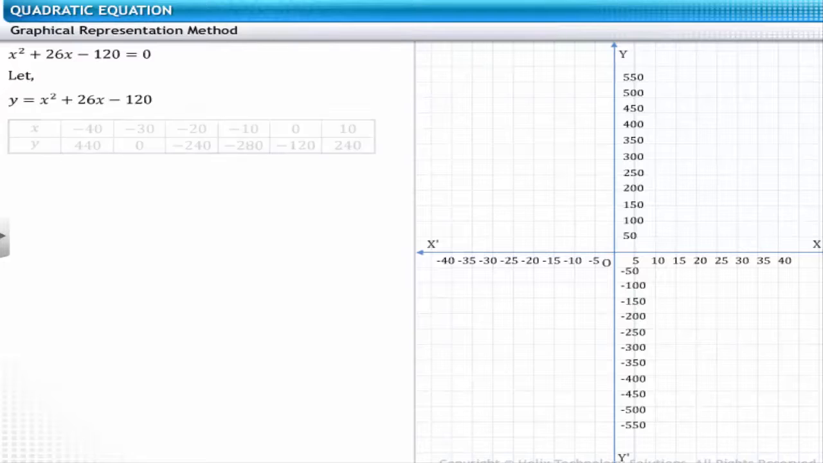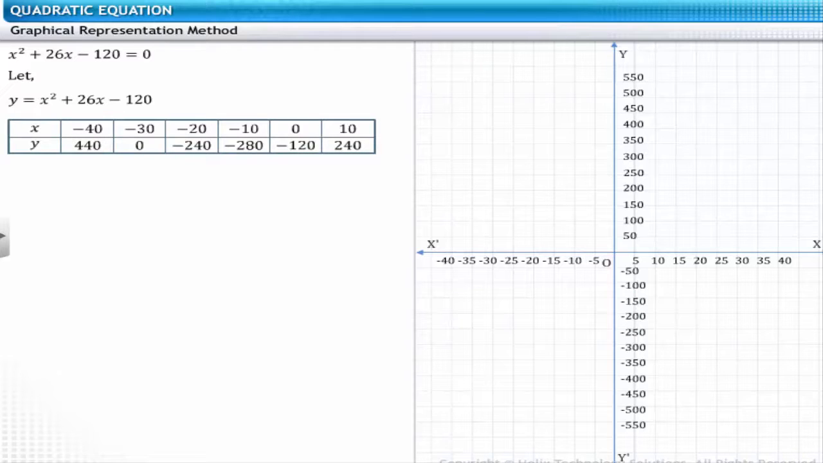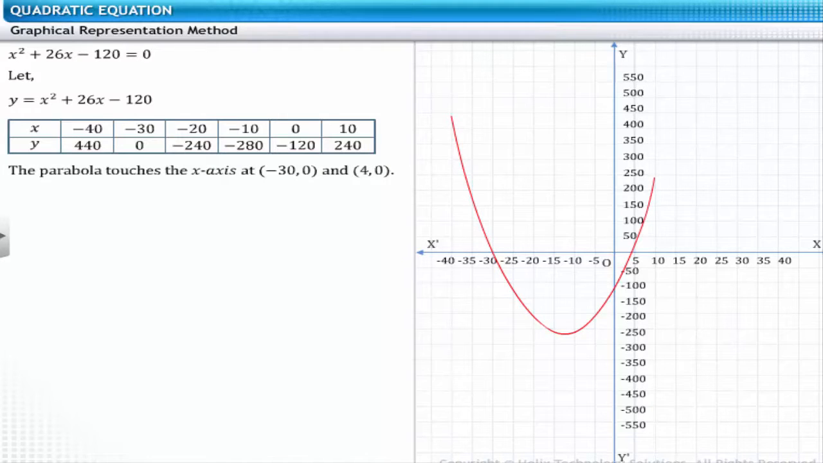As you can see, the table displays a list of ordered pairs based on the equation y is equal to x squared plus 26x minus 120. On plotting the ordered pairs on a graph, the curve of the quadratic equation emerges as a parabola. This parabola intersects the x-axis at minus 30, 0 and 4, 0.